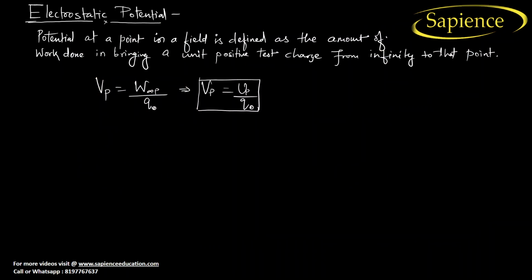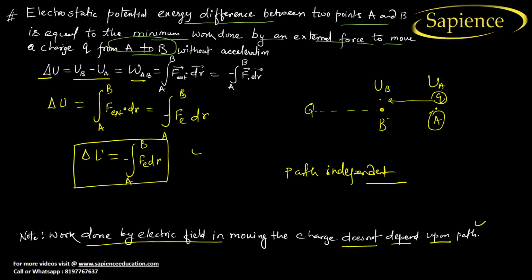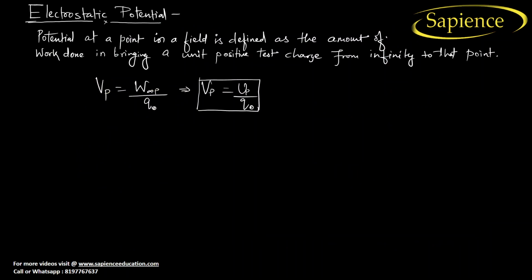electrostatic potential. Now you have studied, first of all, electrostatic potential energy, after that electrostatic potential difference, energy difference, and now we will discuss electrostatic potential. What is electrostatic potential? See, potential at a point in a field is defined as the amount of work done in bringing a unit positive test charge, very important, from infinity to that point. So let us consider there is a capital charge Q, and I want to find the potential at a point A.